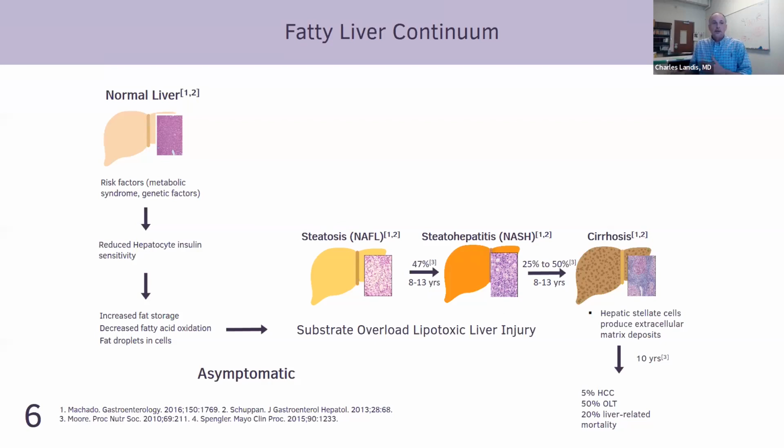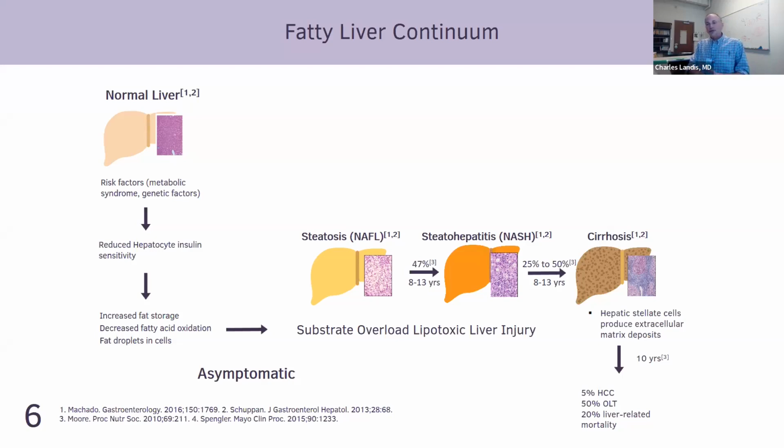But that can progress towards steatohepatitis, NASH or MASH, which has the features of steatohepatitis with the inflammation and with this balloon degeneration. And then, of course, over time, anywhere up to 50%, I think that's a high number, up to 25% of patients with advanced fibrosis and NASH can develop cirrhosis over time. And of course, that puts you at increased risk of 5% for HCC. And then half of those may need to go on to require a liver transplant. And there's about a 20% liver-related mortality.